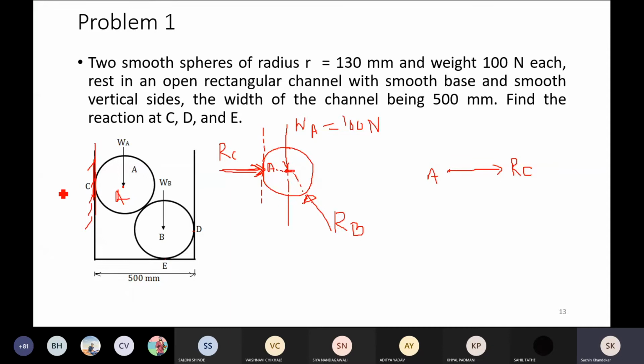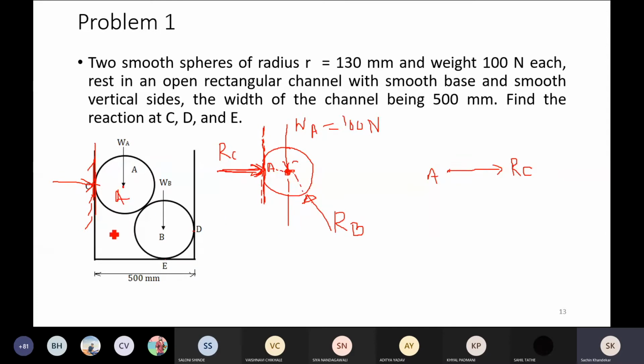And here it is clear that this RC is in the horizontal direction, correct? So as far as this vertical wall is concerned, this vertical wall is the tangent at point C to this circle, and hence RC must be perpendicular to the tangent, and hence no doubt RC must pass through its center of gravity, or say the center A, the center of the circle, correct?